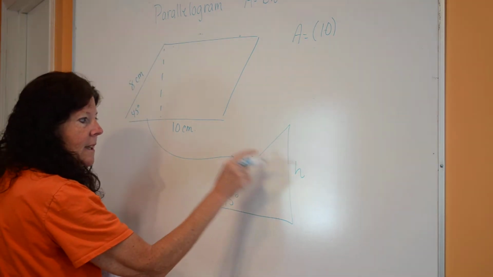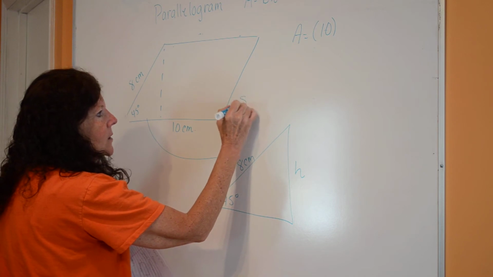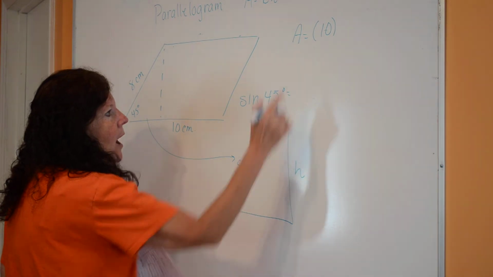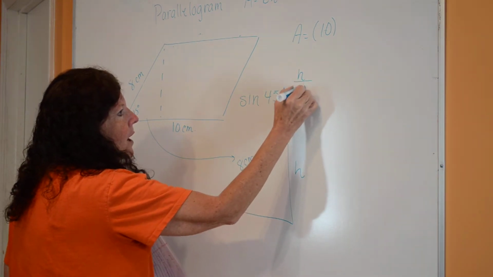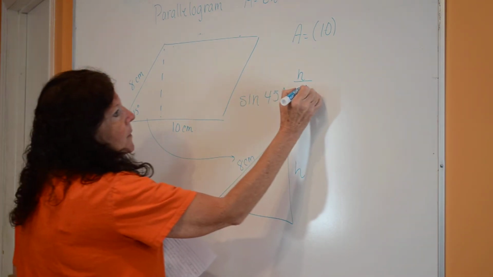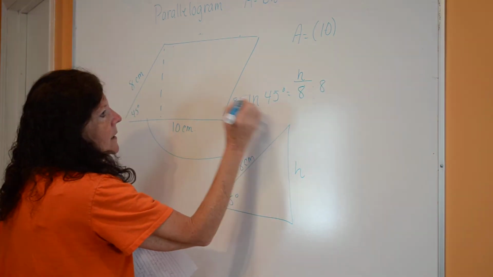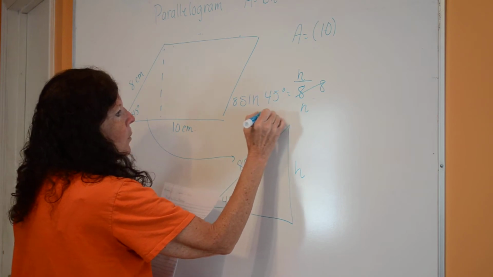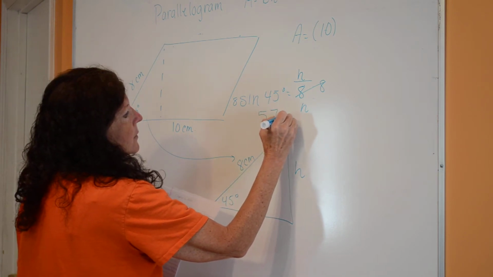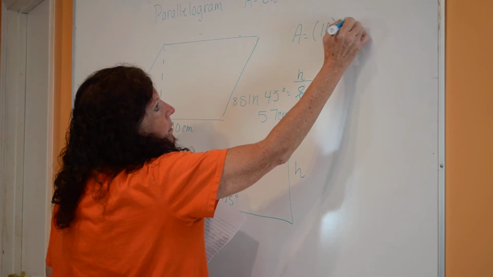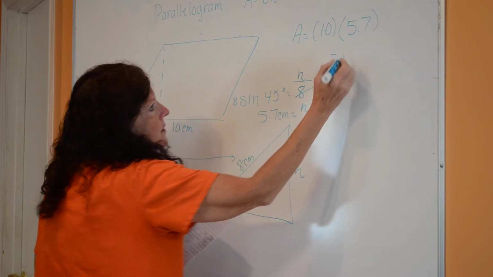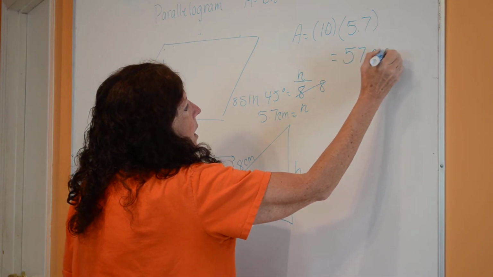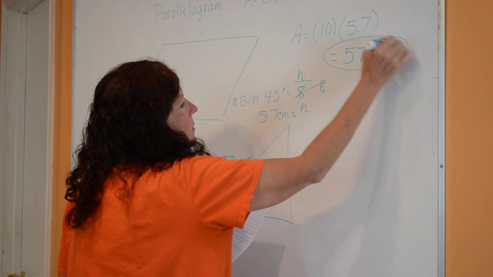So that's opposite and hypotenuse, so that's the sine. So I have the sine of 45 degrees is equal to opposite over hypotenuse. To get the h by itself, I'm going to multiply both sides by 8. And I'm going to find out that the height is equal to 5.7 centimeters. So that's going to go up here, the 5.7. When I multiply that out, I find out that I have an area of this parallelogram of 57 centimeters squared.